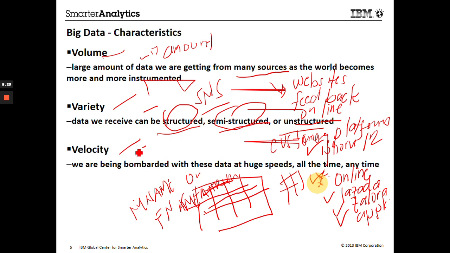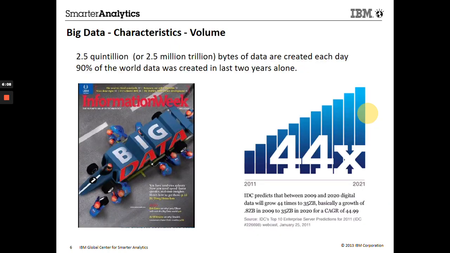So we have also velocity. We are being bombarded with this data at huge speeds all the time, anytime. Just like in physics, velocity means distance over time, right? So in here, class, in data mining, these are the data at huge speeds over time. So all the time and anytime. The speed of the data which are being reproduced, all the time and anytime. So those are the characteristics of big data.